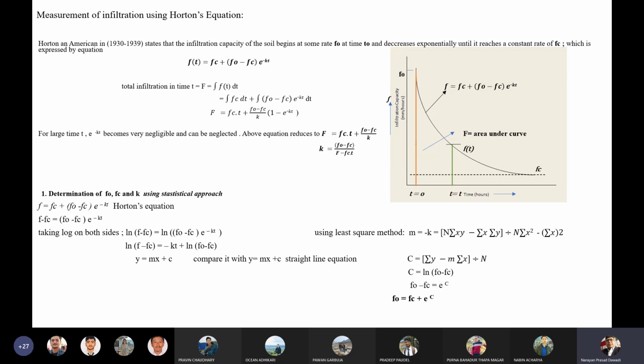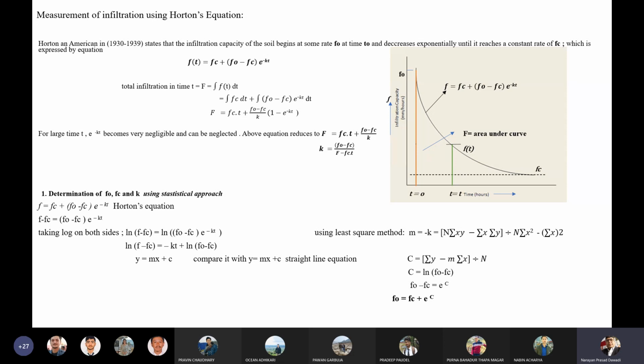And in Horton's equation, the constant k is calculated by using the formula (f0 minus fc) divided by (F minus fct). This will be the equation to find k, the Horton constant.